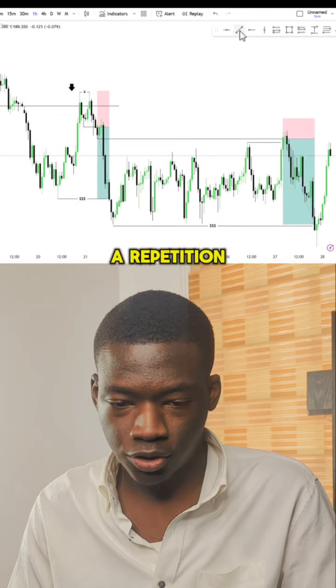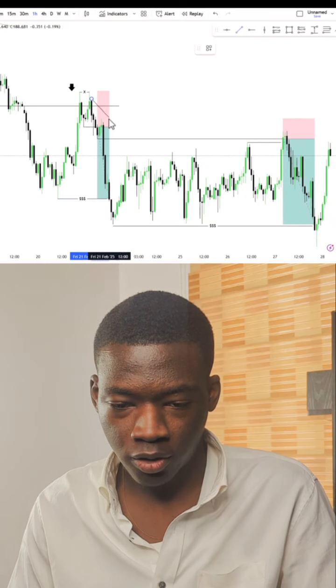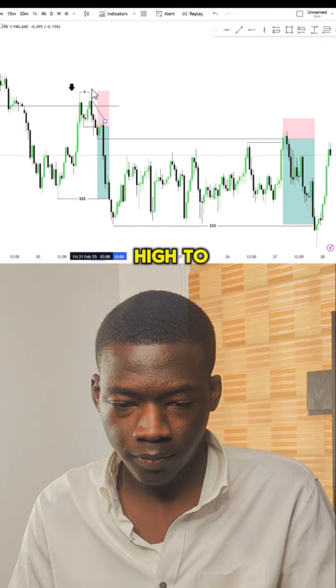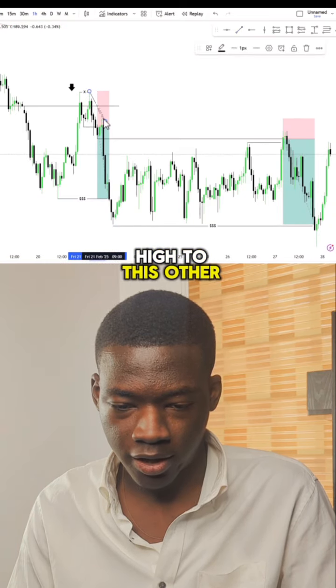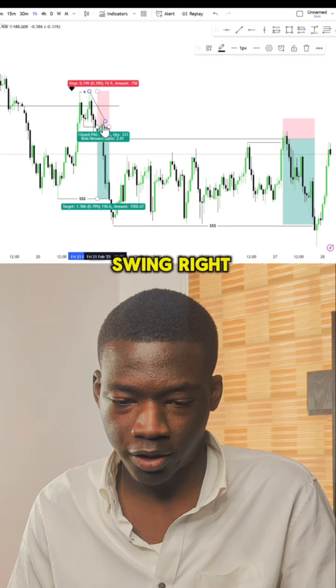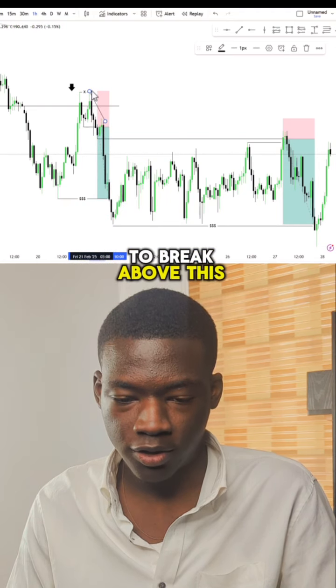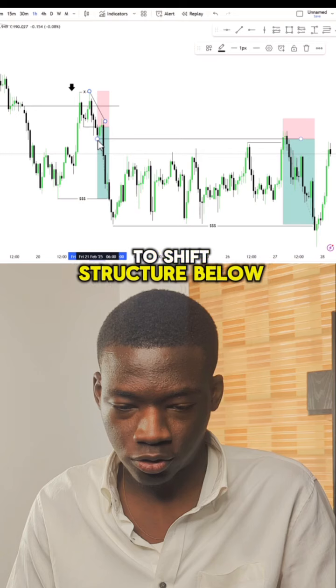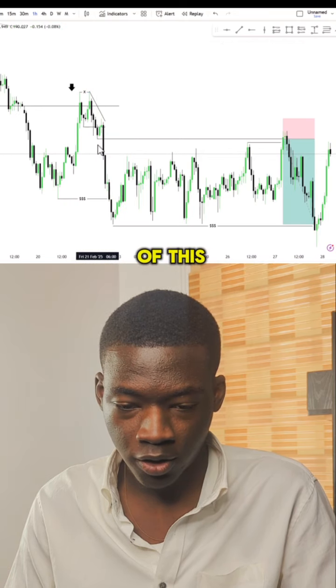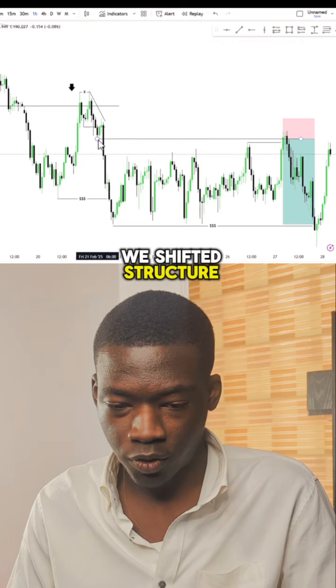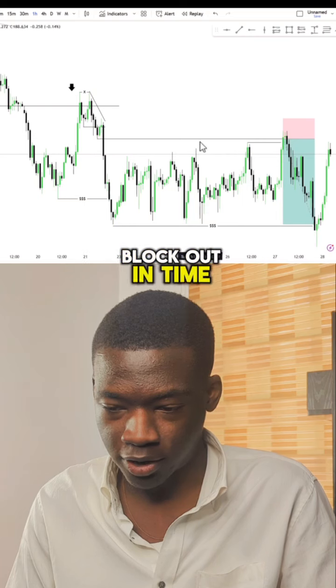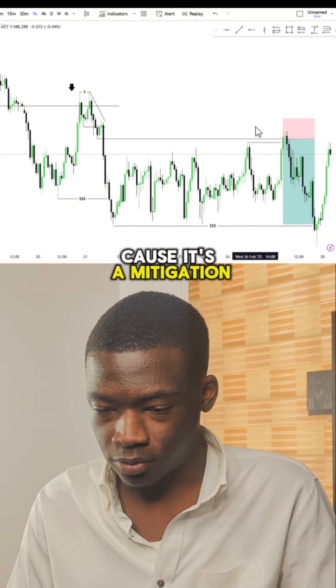And then a repetition of what happened on the daily time frame was that from this high to this other high over here, it's also a failure swing, right? Because this high failed to break above this high, but instead went on to shift structure below here. So after we shifted structure, we drag out that block out in time because it's a mitigation block.